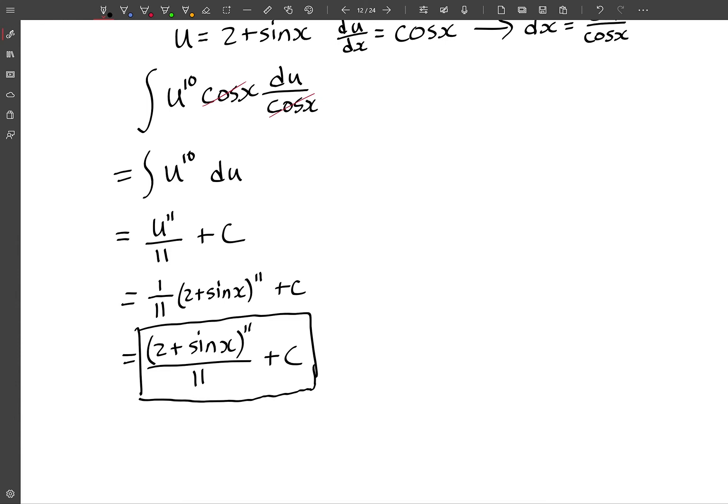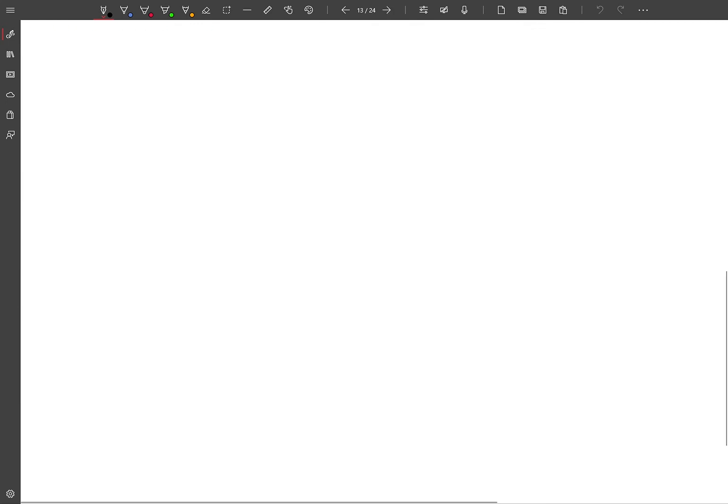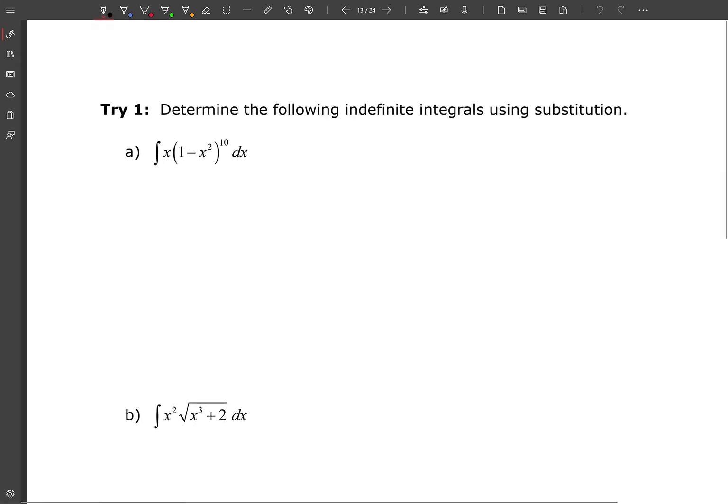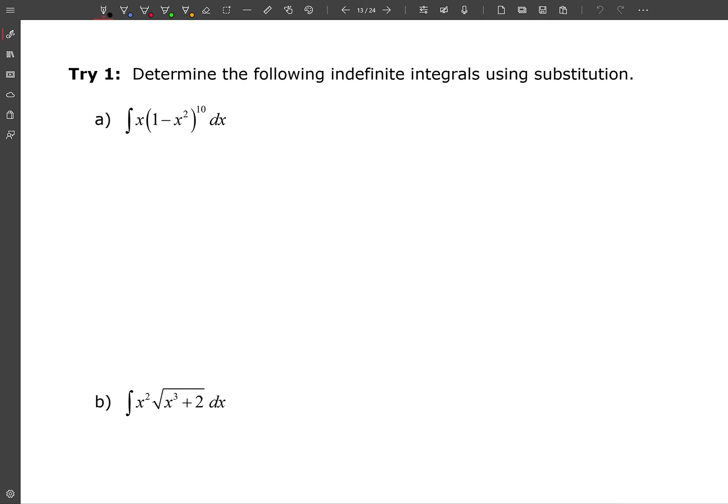All right. You know what's next? Try. So again, give these a shot on your own. See if you can figure out what the u and then what dx should be. Look for something that's going to help you simplify this. And then you can go and check and see if you got the same thing as me.